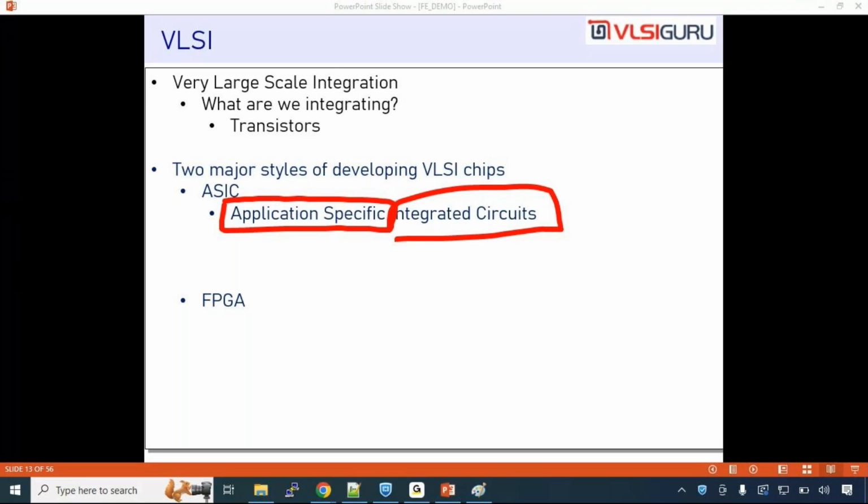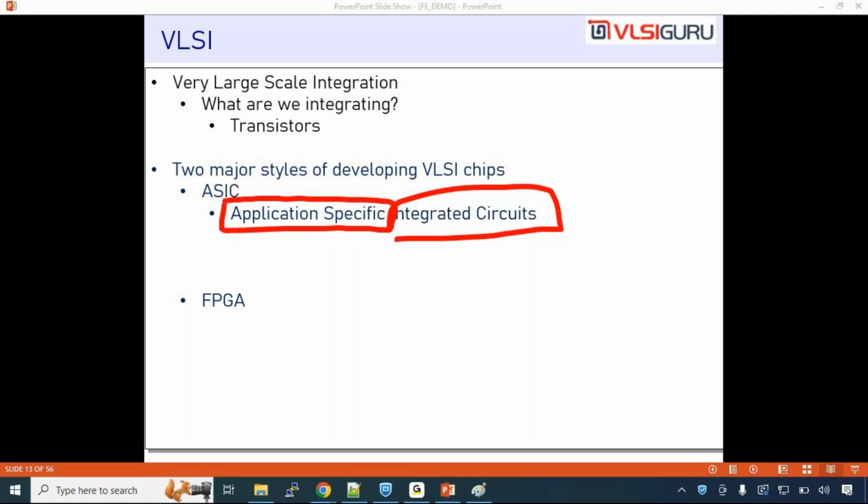What is meant by application specific? A simple example: you go to Qualcomm, they are working on a chip. Their final goal is that the chip should behave like a mobile phone. So what application are they targeting? Mobile phone application. Okay, let's say you go to Cisco, they are developing a chip.